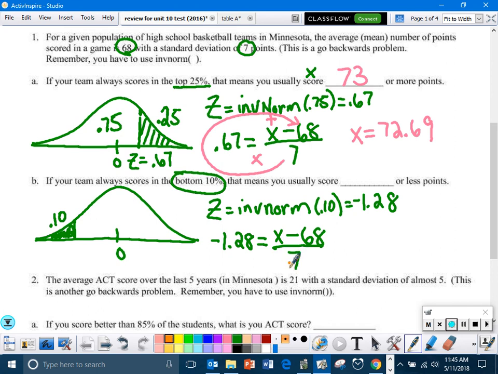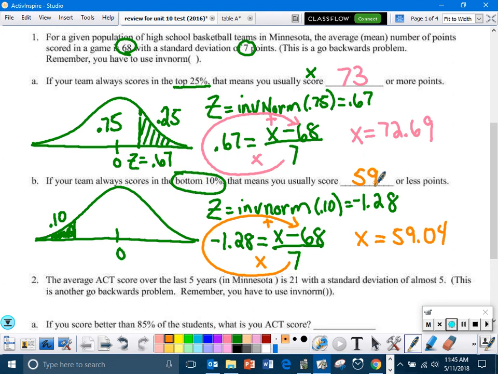So I'm going to go ahead and undo that. I'm going to multiply and add. And when I do that, I get x equals 59.04. So if your team always scores in the bottom 10%, that means you usually score 59 or fewer points.